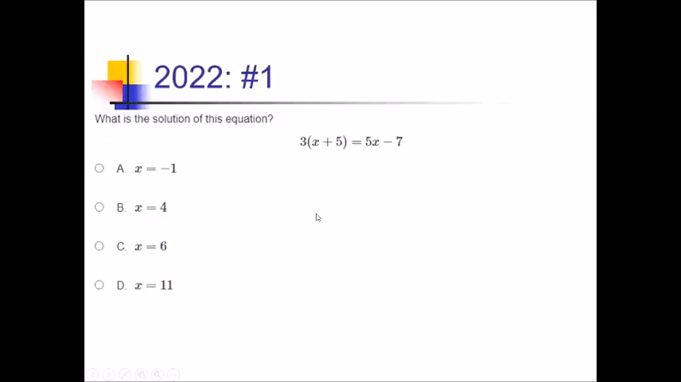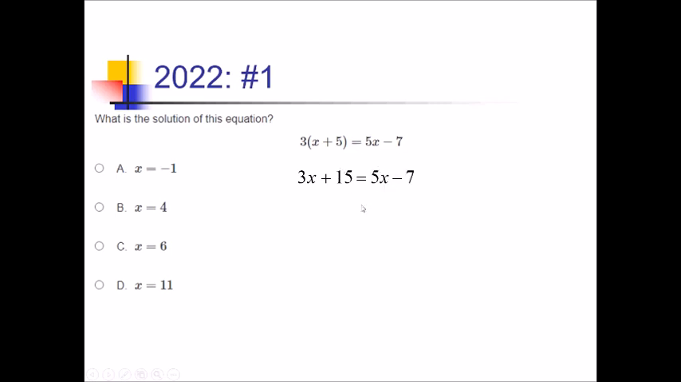On this problem, we're just trying to find the solution for this equation. So a good first step here would be to simplify the left side by distributing this 3. So we'll have 3x, and then 3 times 5 gives us 15. And then the right side of the equation still is what it is.